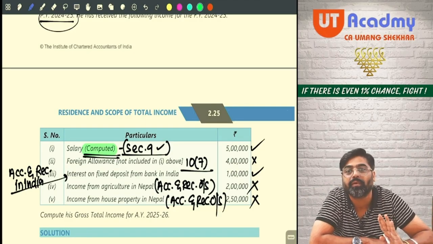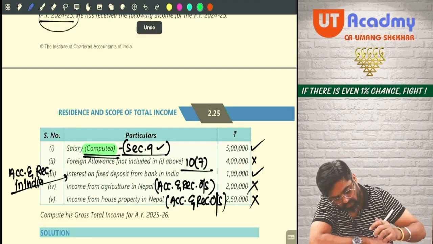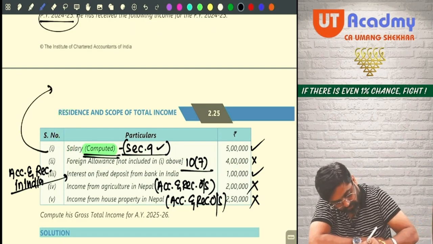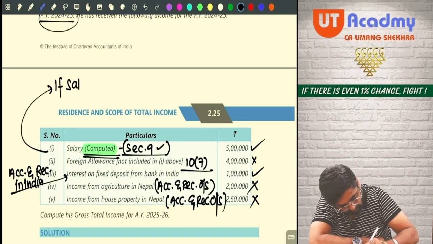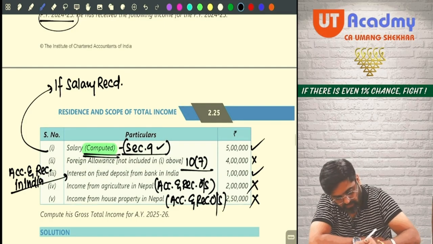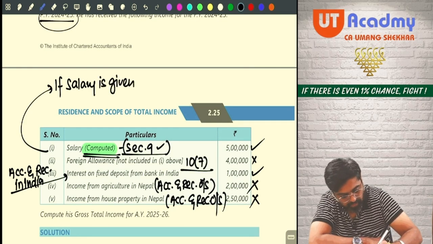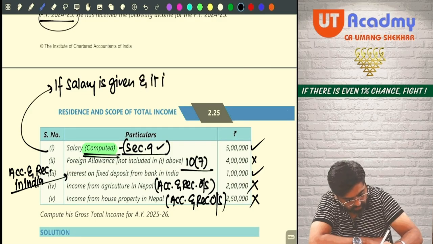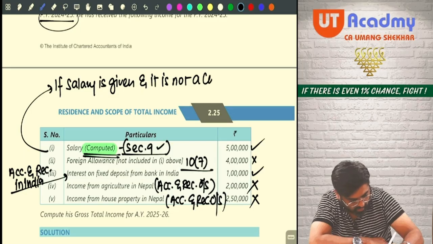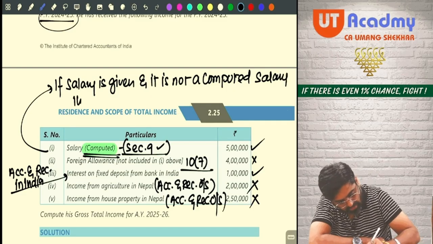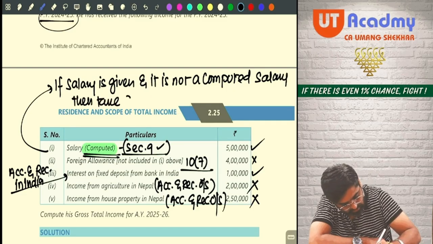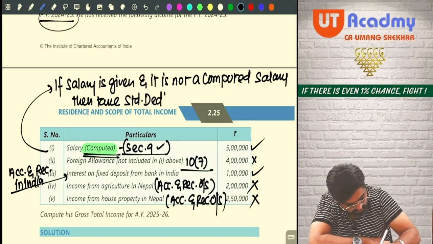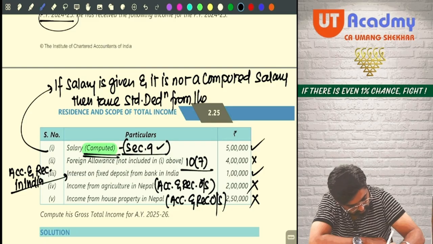After taking standard deduction only, they are giving me this amount. Yes or no? So please write it down over here. If salary is given and it is not a computed salary, then take standard deduction from that salary.